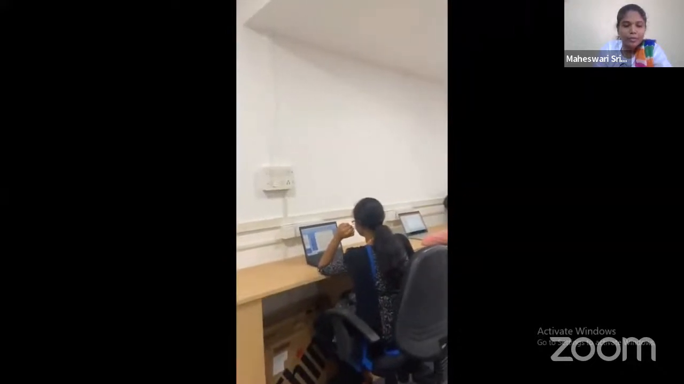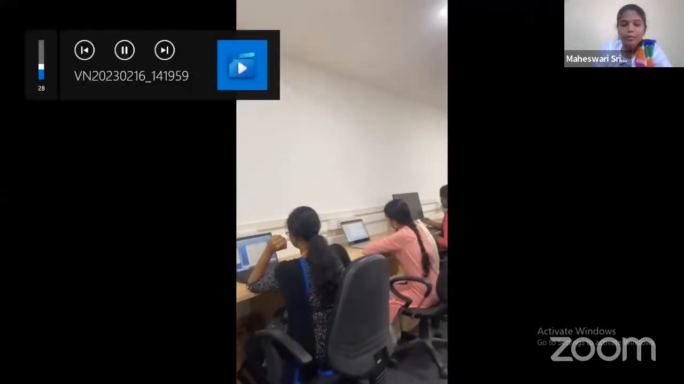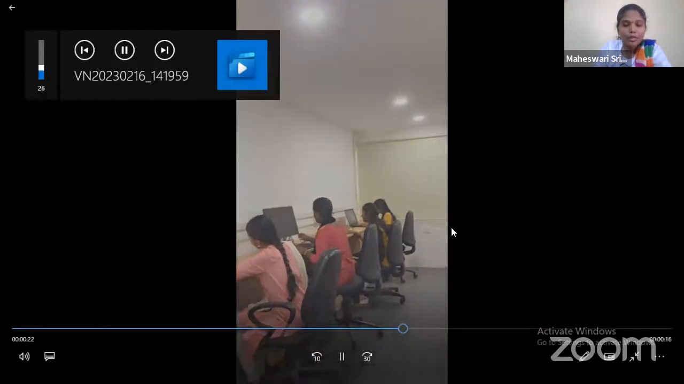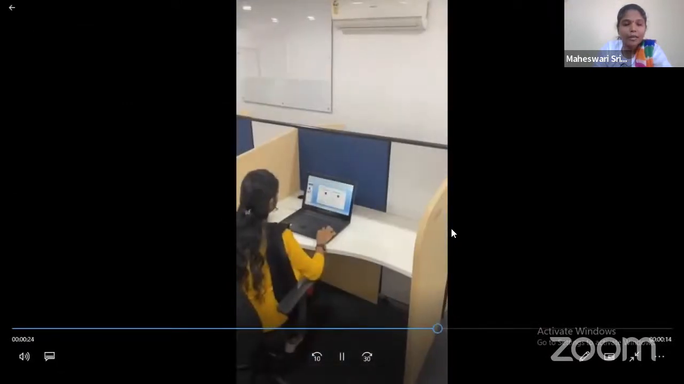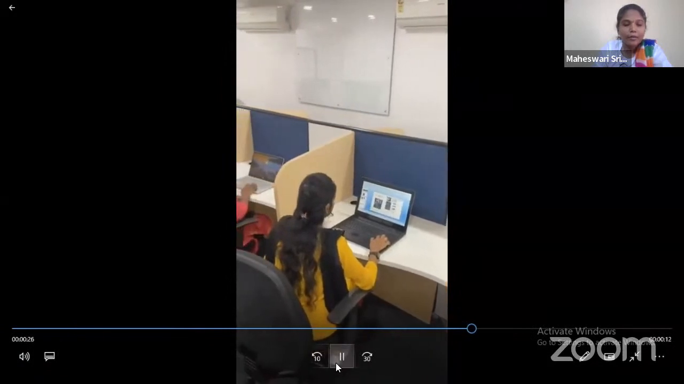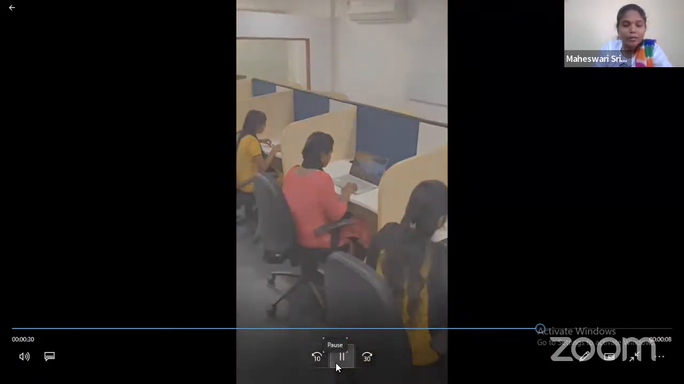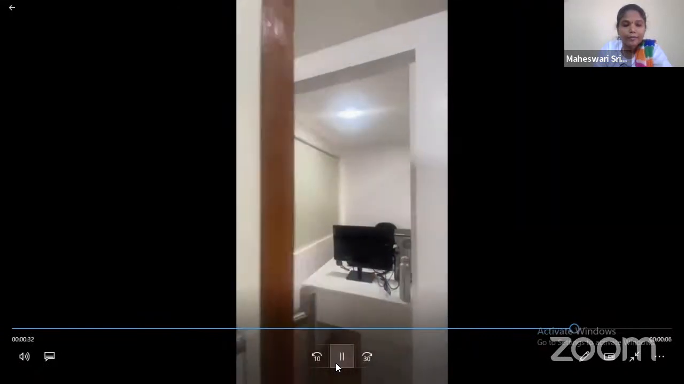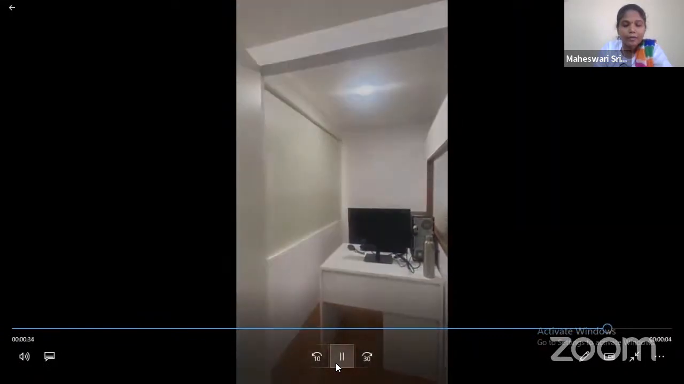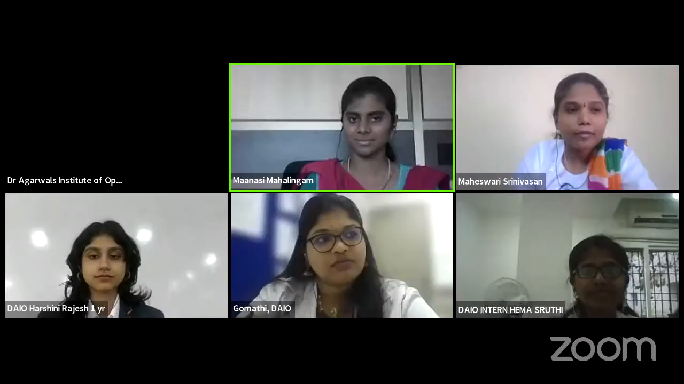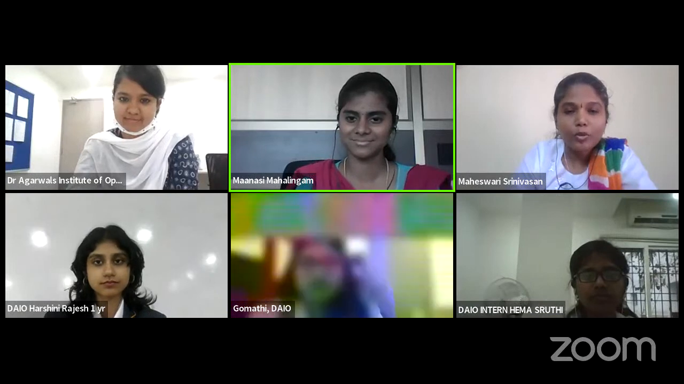So we have set up this research and innovation department in Dr. Agarwal's Eye Hospital, and people are encouraged to do innovation, and we are working on interdisciplinary projects. We have recently set up this department. We are proud to share this with our audience, and people who are interested in pursuing further careers in research and innovation.